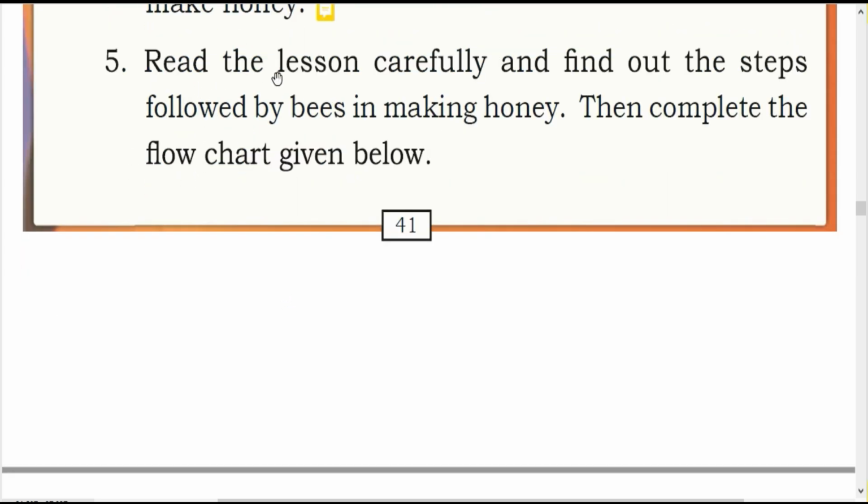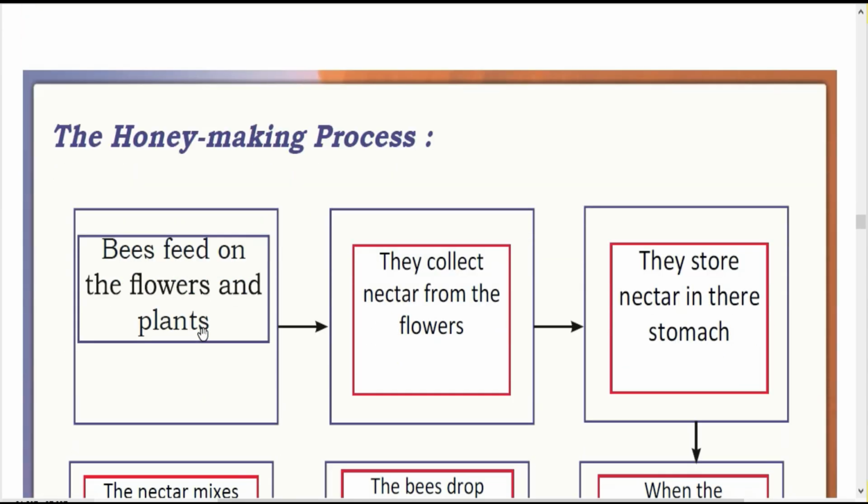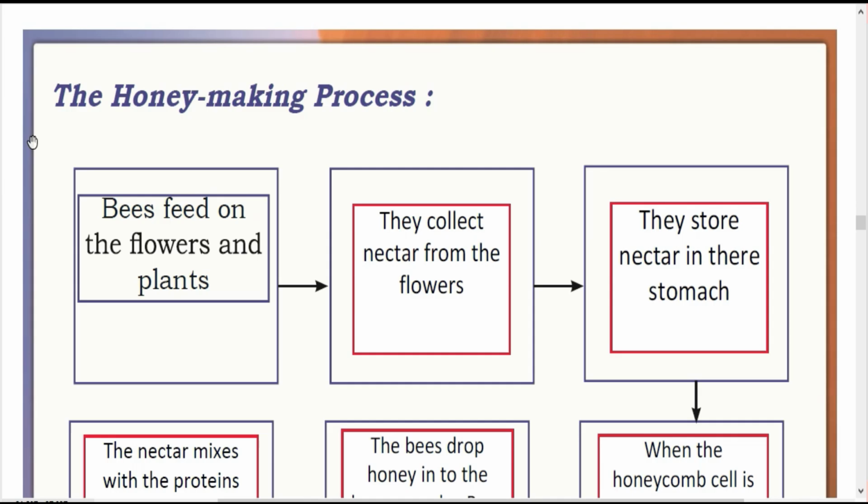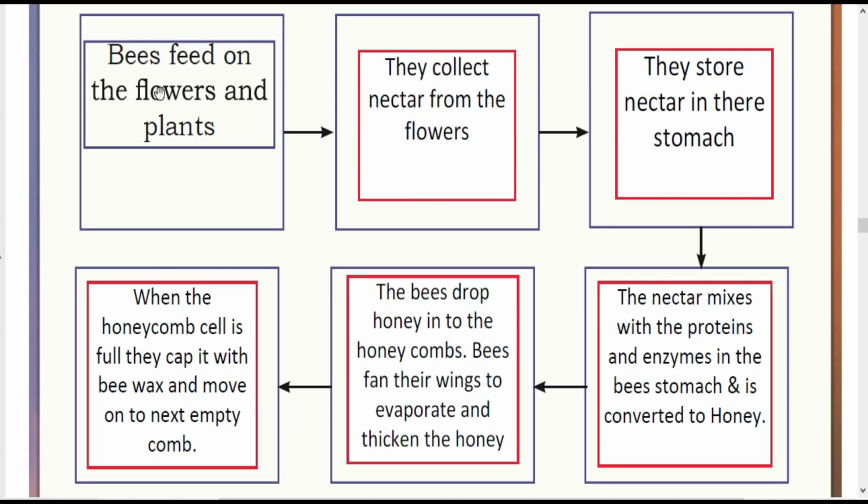Next, fifth one. Read the lesson carefully and find out the steps followed by bees in making honey. Then complete the flow chart given below. Here a flow chart is given. You have to fill the boxes. Okay. The honey making process. First one is given. Bees feed on the flowers and plants. They collect nectar from the flowers. Next, they store nectar in their stomach.